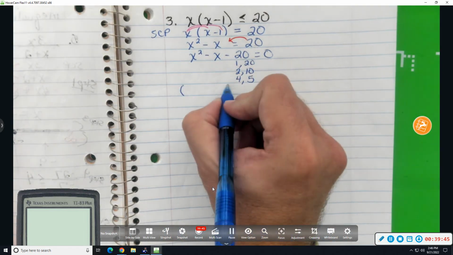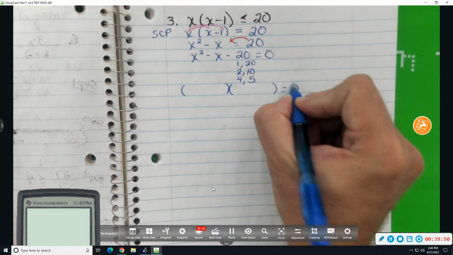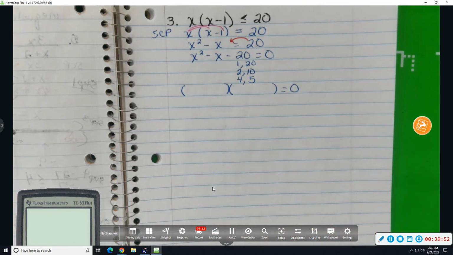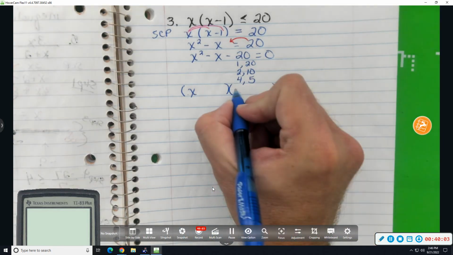When you're factoring, that's when you're drawing the 2 sets of parentheses and filling them in. What do I put in there so I can FOIL it out and get x squared minus x minus 20? What goes here and here? X, yeah. X times x.